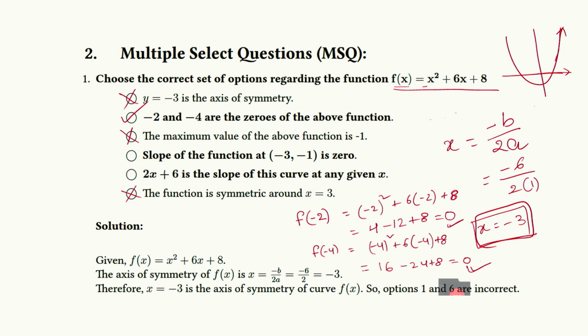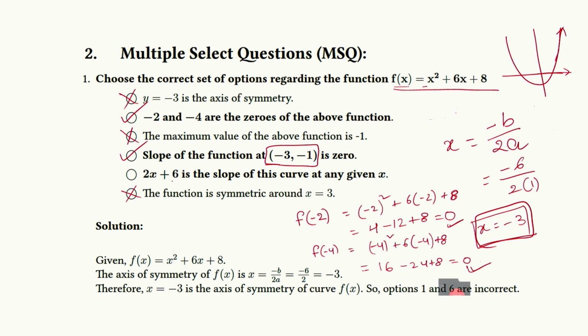The next option says that slope of the function at minus 3 comma minus 1 is 0. If we observe, minus 3 comma minus 1 will be the vertex point, because x is equals to minus 3 is the axis of symmetry. So vertex lies on the axis of symmetry. If you substitute minus 3 in the given quadratic equation, we get f of x is equals to minus 1, which implies that minus 3 comma minus 1 is the vertex of the given function. We also know that the slope at the vertex will always be 0, irrespective of any quadratic function. So this option is true.